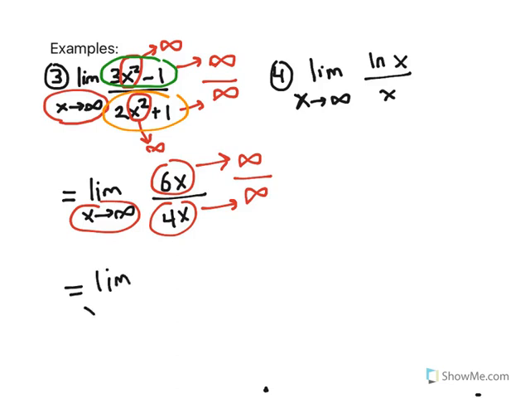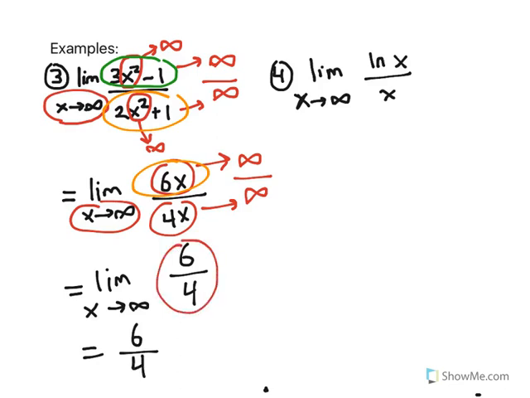So now we have the limit as x approaches infinity. Now we take the derivative of the function in the numerator. The derivative of 6x is 6, and the derivative of the function in the denominator, the derivative of 4x, is 4. So now we have a constant, 6 over 4, and when you take the limit of a constant as x approaches infinity, you just get that constant. There's no x here, so it's just a constant. It doesn't matter that x is approaching infinity. The limit of 6 over 4 as x approaches infinity is 6 over 4, which reduces to 3 over 2.